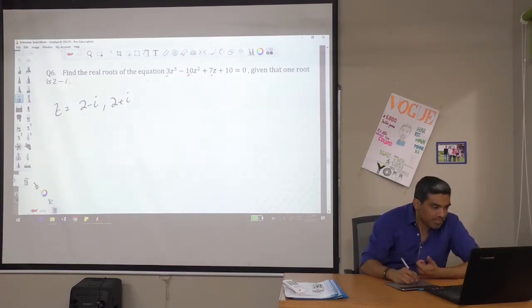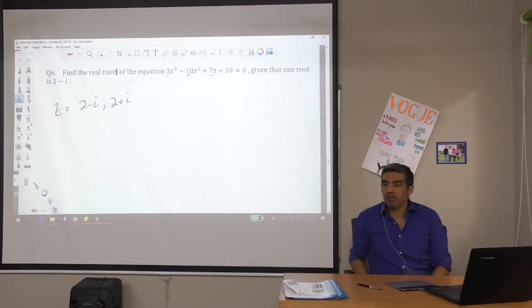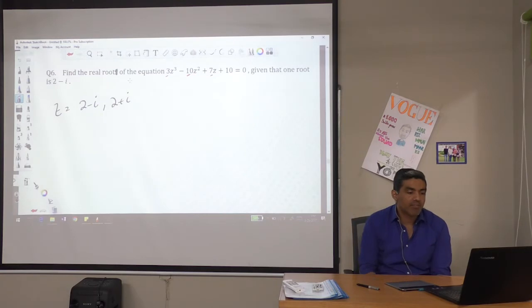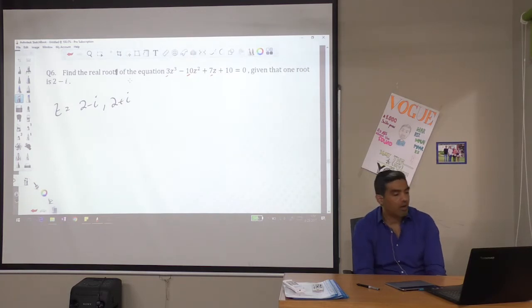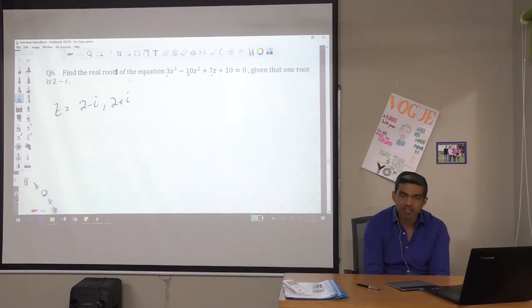By the way, this is a mistype. Find the real root of the equation, not the real roots. Find the real root of the equation, given that one root is 2 minus i. So, if one root is 2 minus i, we know the other root is 2 plus i. Now, how do you go about finding the other root? This is a standard procedure question. It's a very basic question.